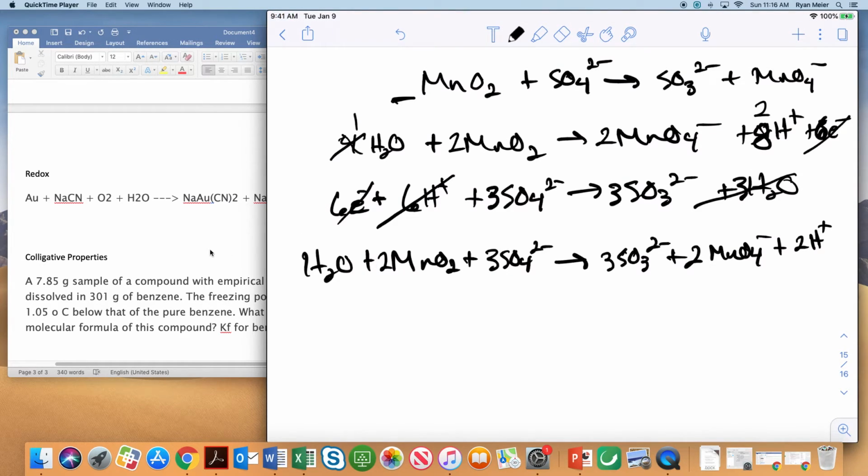If I wanted a basic balanced equation, now I'm going to add hydroxides to both sides to cancel out the H+ that I have. So 2OH minus to each side.